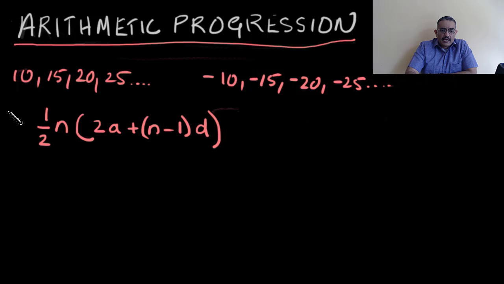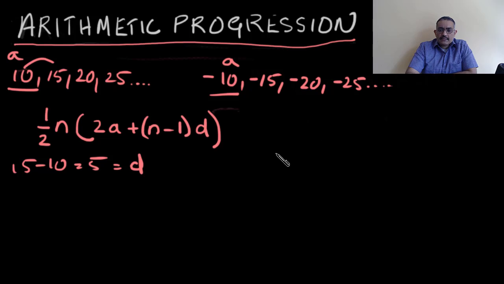We need to look at these terms. In here, this is a in these two, and what is the common difference here? It's 15 minus 10, or 5. This is the d. And the d here is minus 15 minus minus 10. These two minus signs cancel out and become positive 10, so minus 15 plus 10, or minus 5. So let's apply this formula.